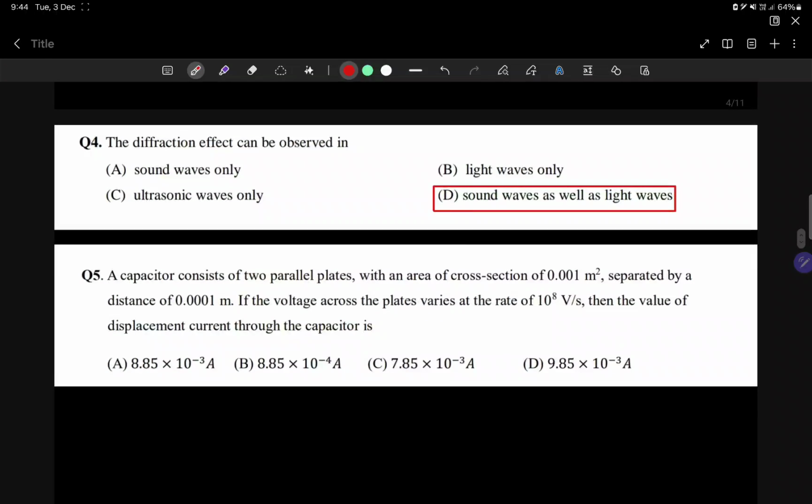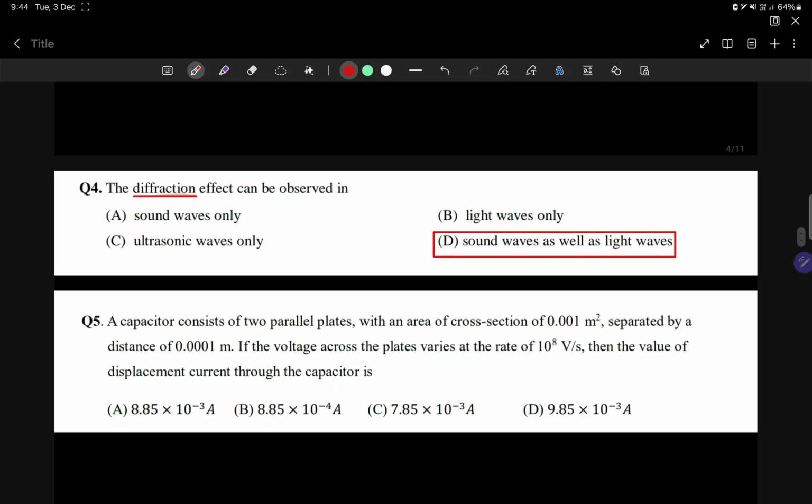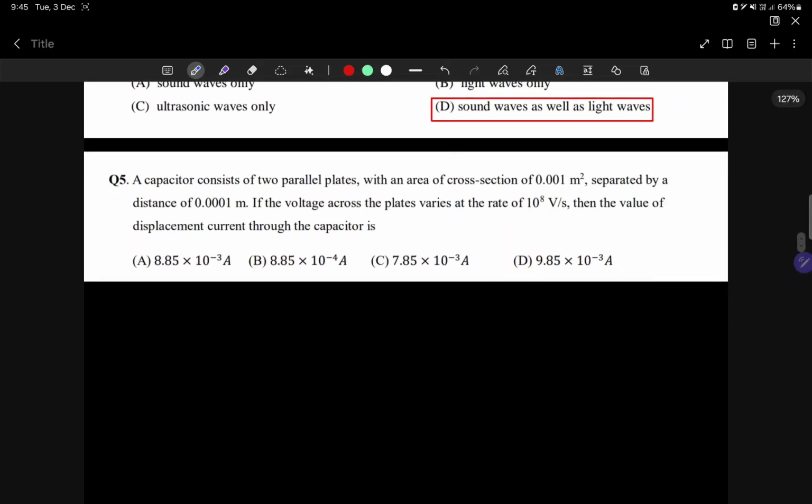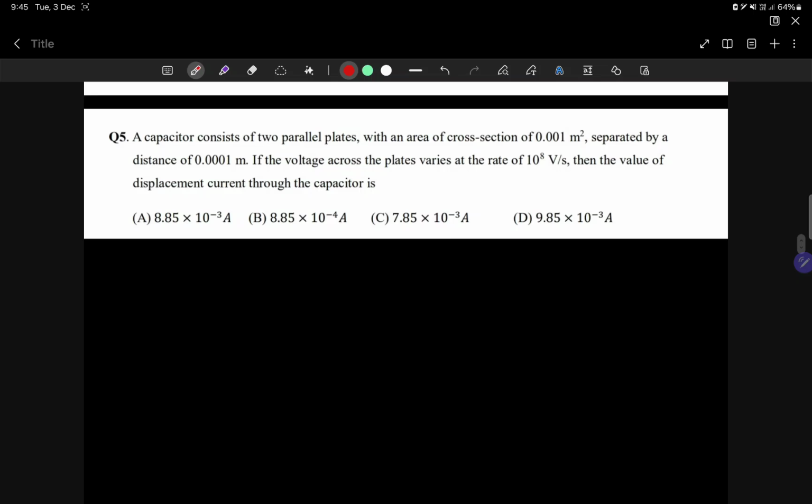And here you have to remember the necessary condition for diffraction. The necessary condition for diffraction is d should be less than or equal to lambda. That means, what is d? D is the size of the obstacle. And what is lambda? The wavelength of the sound wave or light wave.